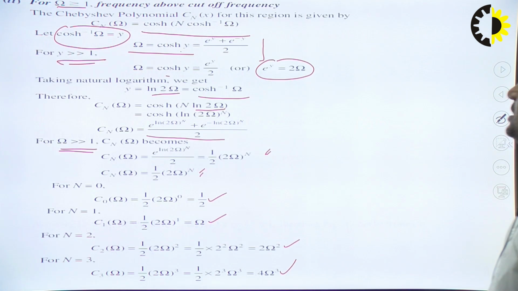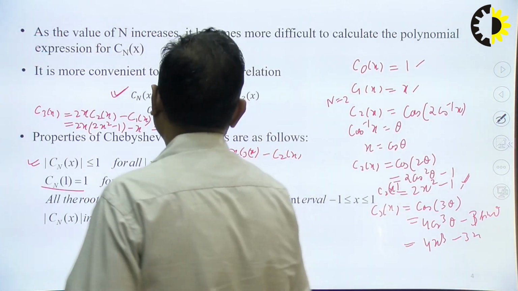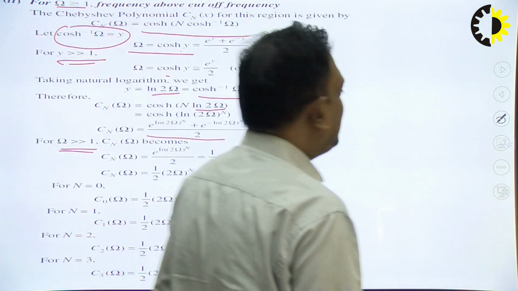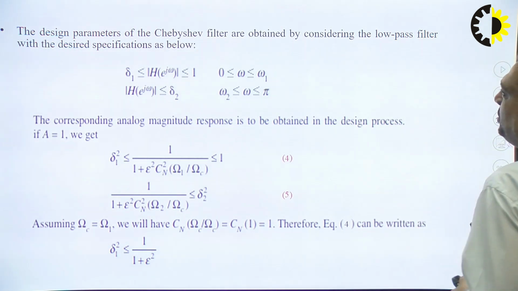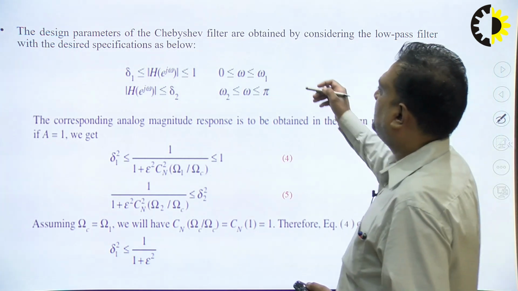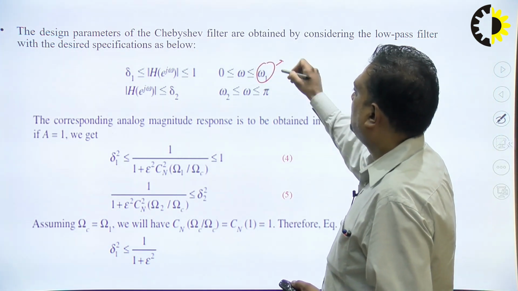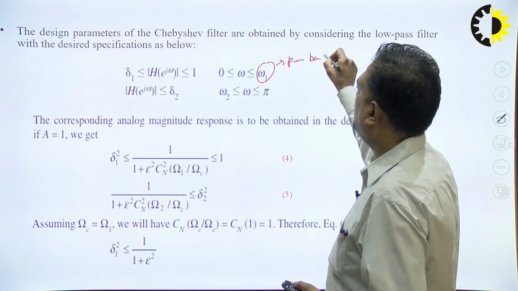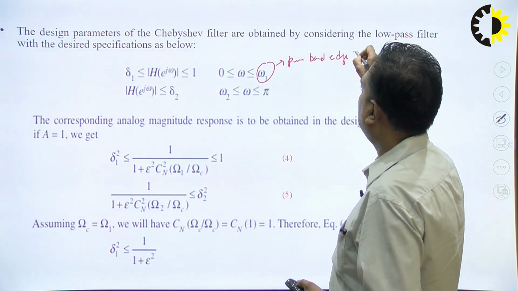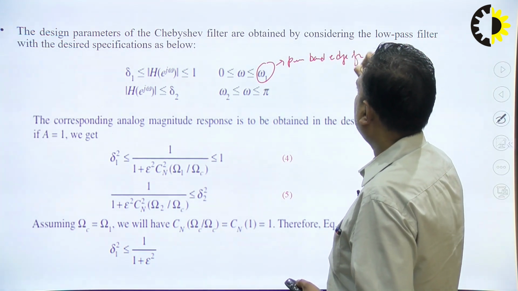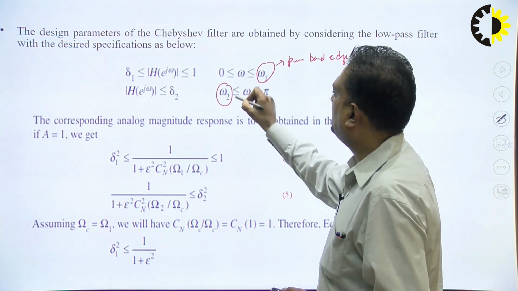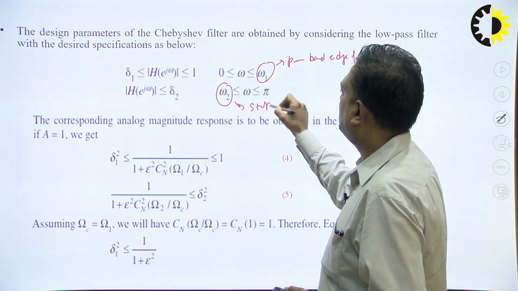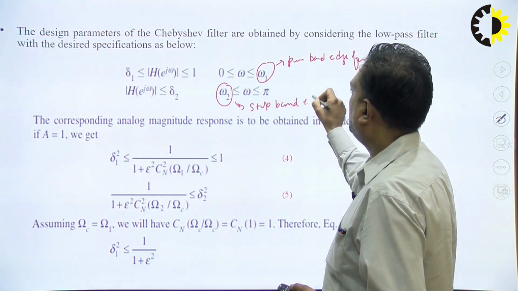Now we will see the design equations for the Chebyshev filter. We know in the case of a low pass filter, this is the pass band edge frequency, and this is nothing but the stop band edge frequency.